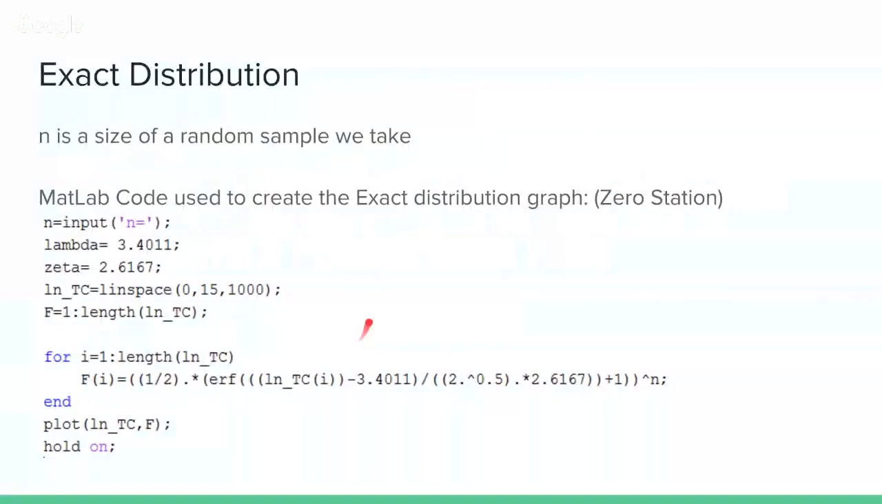So next, on to part 4, where we're actually finding correlation between the data and forming a hypothesis test. So the first thing that we did for that was finding an exact distribution. So essentially what we're doing here is we have n, which is just a random sample size that we're taking from our data. And then we have this MATLAB code. So with this different sample size and the iterations we run it to, we take our values of lambda and zeta. These are parameters that we got from earlier in testing. And we'll run this MATLAB code.